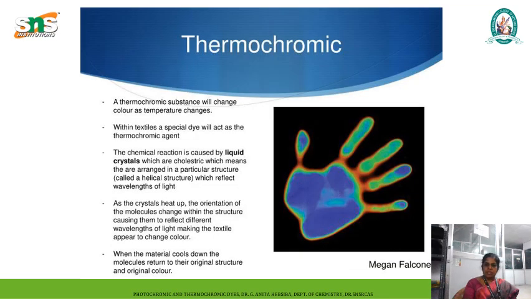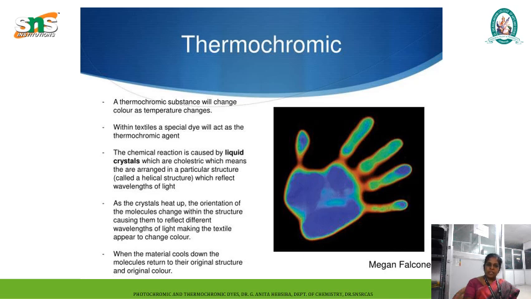Thermochromic is a substance which will change its color with temperature. When we use thermochromic substances within textiles, the textile material will change its color according to temperature. This chemical reaction is achieved by the liquid crystals which are thermochromic. That means they change their structure when they are exposed to temperature.